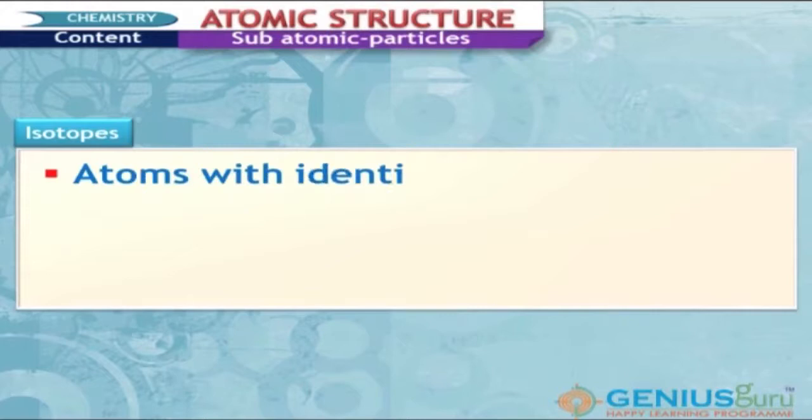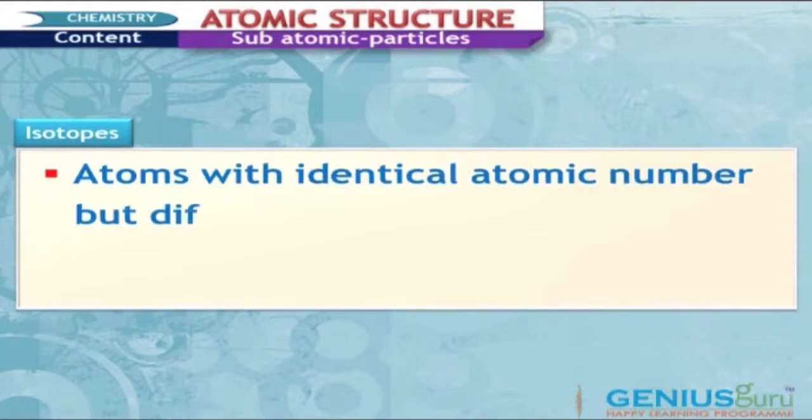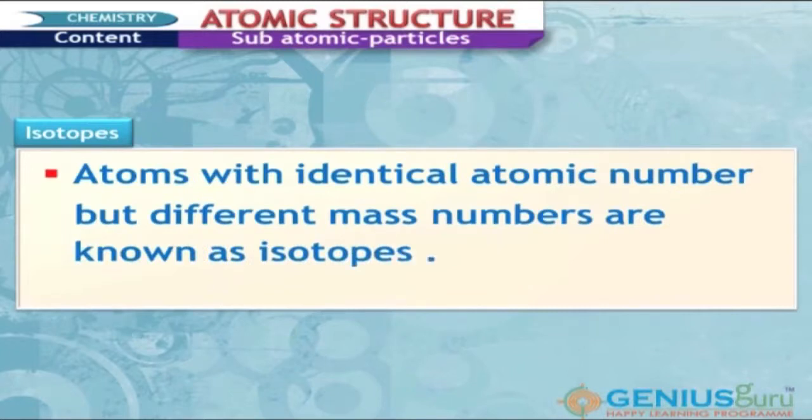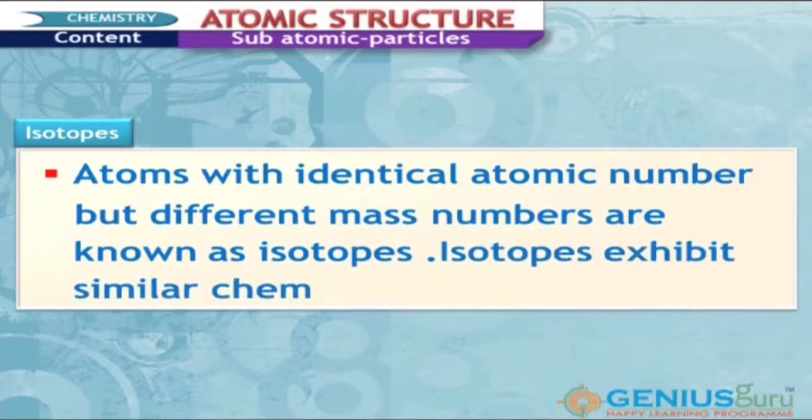Atoms with identical atomic number but different mass numbers are known as isotopes. So this is the definition of isotopes: atoms having identical atomic number but different mass number. Isotopes exhibit similar properties. Different isotopes have the same properties.